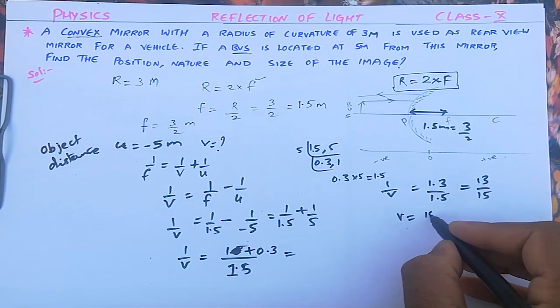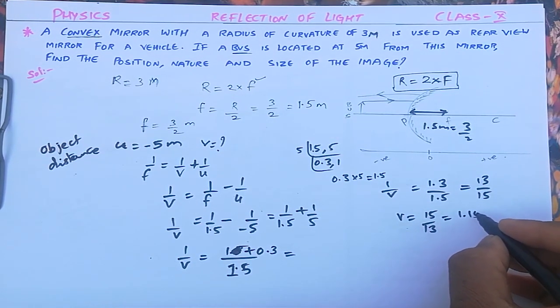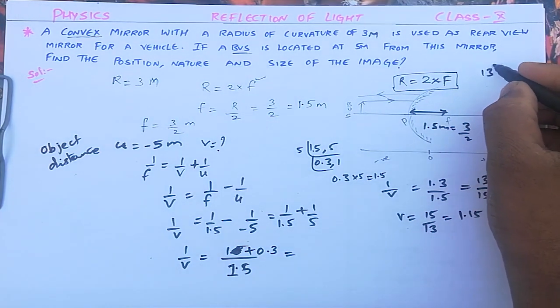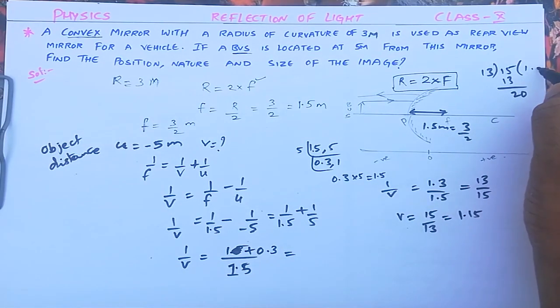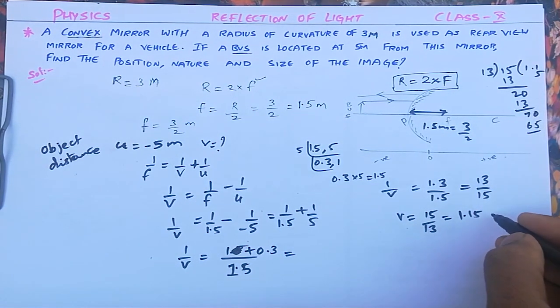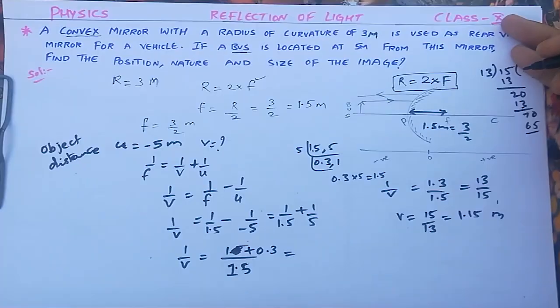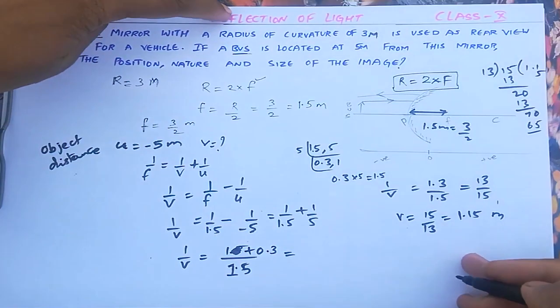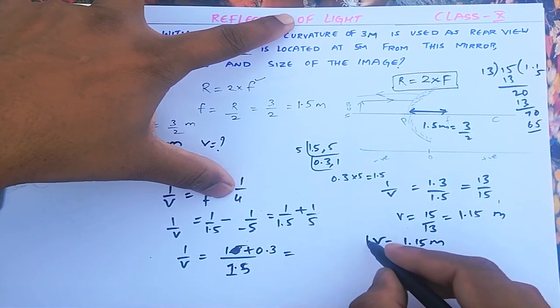Then V equal to the reverse, 15 by 13. Should divide this one, you will get 1.15. 13 into 1 is 13, remainder 2, and 0.5 plus 0, 1 is 13, and this one is 7 remainder. So 5 times is 65, so up to 2 decimals is enough. 1.15 meters, measured in meters, so V equal to 1.15 meters. So this is not a negative value. Image formation is at 1.15 meters from the convex mirror.